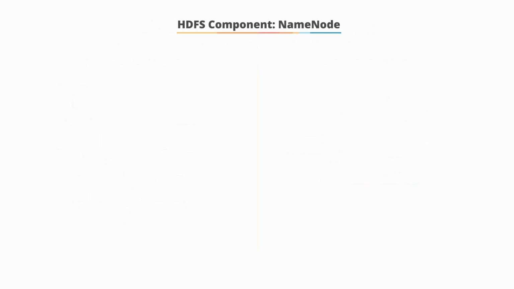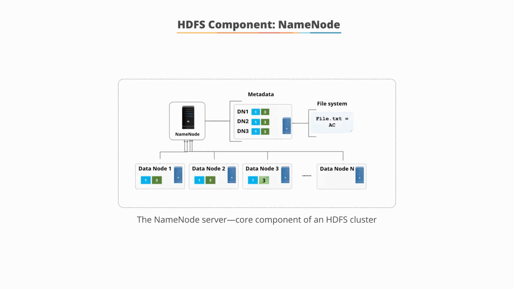Let's look at the HDFS name node component. The name node server is the core component of an HDFS cluster. There can be only one name node server in an entire cluster. Name node maintains and executes the file system namespace operations, such as opening, closing, and renaming of files and directories which are present within the HDFS file system.